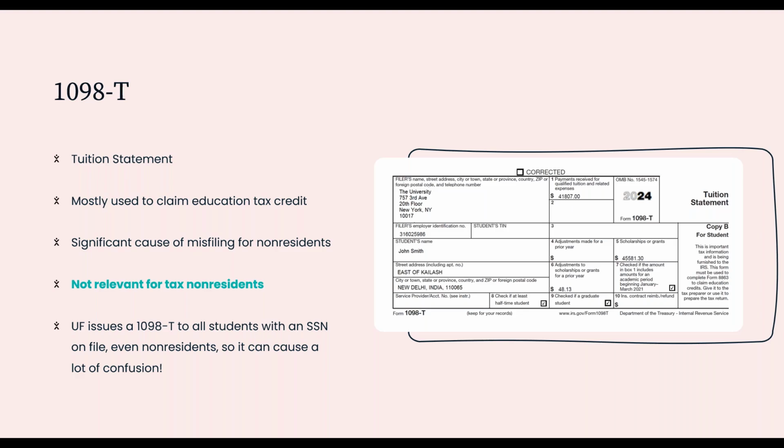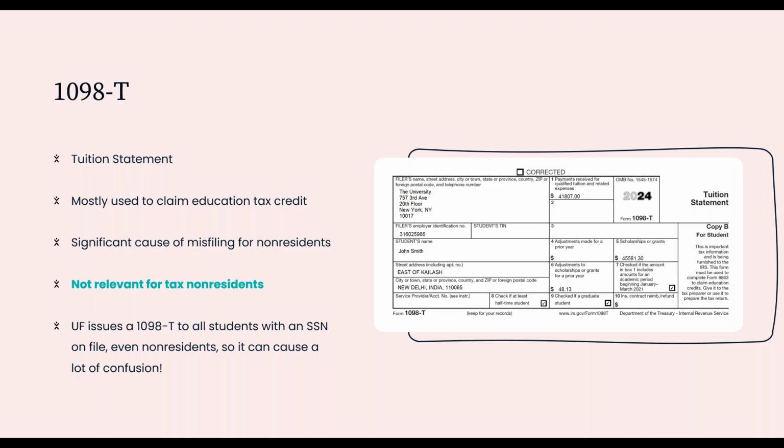And if the IRS realise that you've claimed this tax credit, not only will they look for that $1,000 back, but they could also apply fees and penalties. So just to be really careful of that. Also just to note that University of Florida issues 1098T to all students with a social security number on file, even non-residents. So it can cause a bit of confusion.